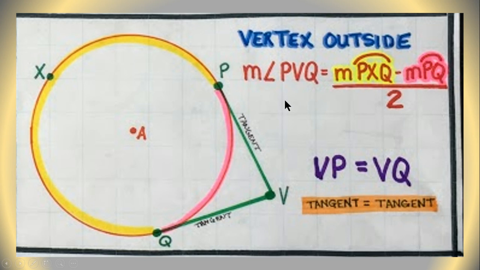And this is our last picture. The vertex, again, is outside the circle, so the formula is the same. We take the large intercepted arc that's yellow minus the small intercepted arc that's pink, divide by 2, and that'll tell us the measure of angle PVQ.